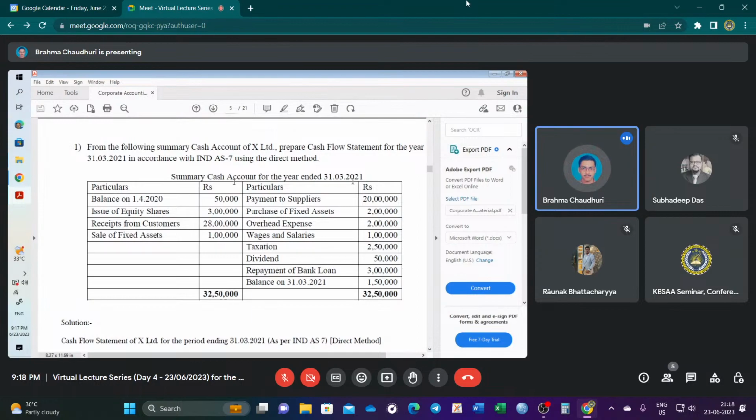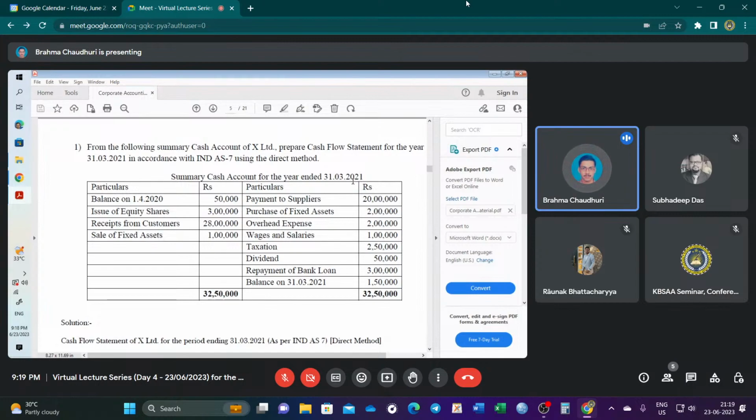Here, this is a sum which has to be solved under the direct method, because all the cash receipts and the cash payments, that is the cash inflows and cash outflows, are already stated in this particular problem. In this problem, it is stated here that from the following summary cash account of X Limited, prepare cash flow statement for the year ended 31st March 2021 in accordance with Ind AS 7 using the direct method. So a particular cash account is given and we have to prepare a cash flow statement using the direct method.